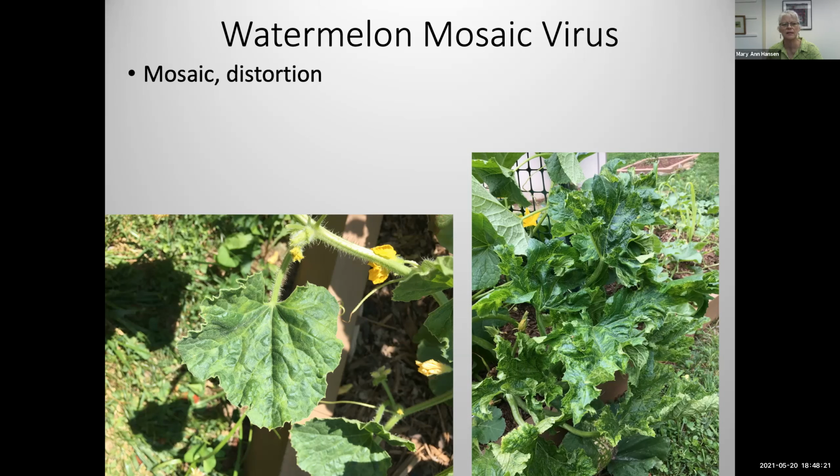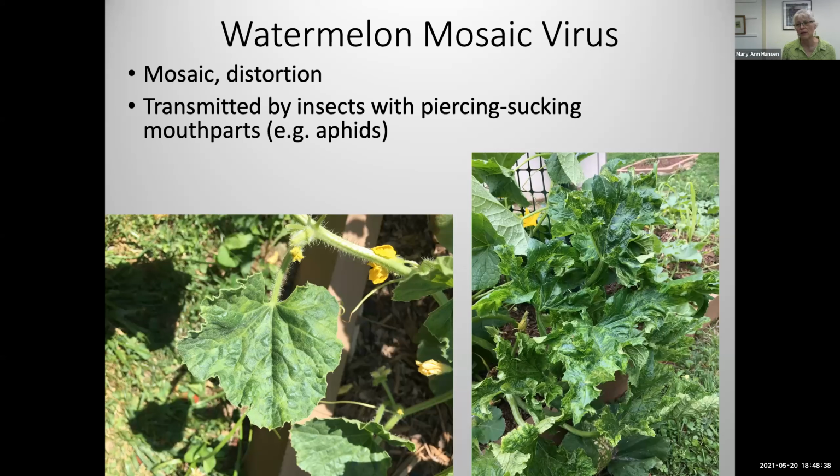And most plant virus diseases, not all, but most, are transmitted by insects. So insects that have piercing sucking mouth parts like aphids or white flies or some other insects, thrips, when they feed, they poke their mouth part into the cell and suck out the cell contents. And if there's virus in there, they'll suck up the virus too. And then when they go feed on a healthy plant, they'll transmit that in their saliva.